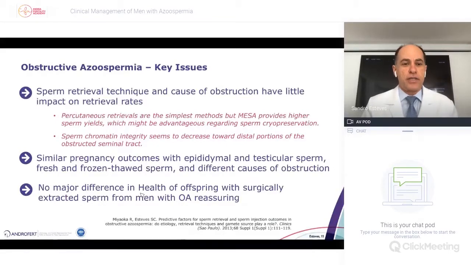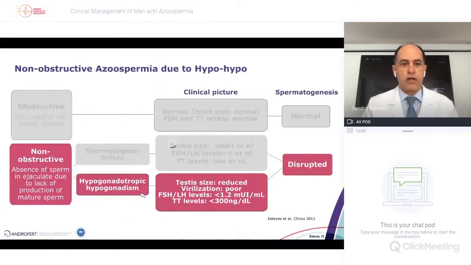Now I want to move to the next point, which is non-obstructive azoospermia. We have two conditions in non-obstructive azoospermia, which is the absence of sperm in the ejaculate due to lack of production of mature sperm. Let's discuss, first of all, hypogonadotropic hypogonadism. As I said, this condition is associated with reduced testicular size. There's poor virilization because the patient has low testosterone levels.